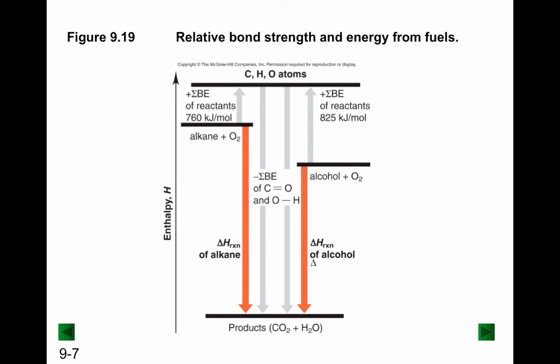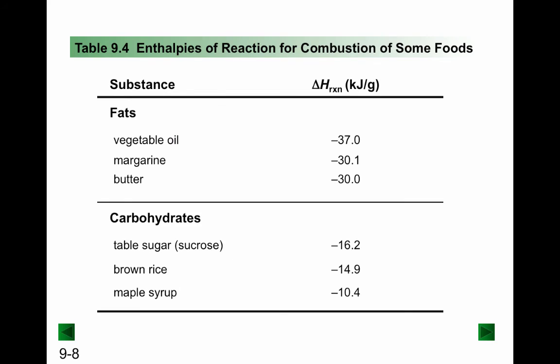Therefore, hydrocarbons, that are compounds that contain only hydrogen and carbon atoms, will release more energy than carbohydrates that contain carbon, hydrogen, and oxygen atoms. Bottom line is this: a fuel with fewer bonds to oxygen releases more energy. This is table 9.4 and it provides us with the heat of combustion values for some common carbon-containing compounds.